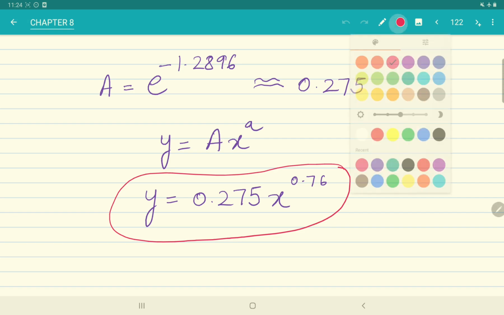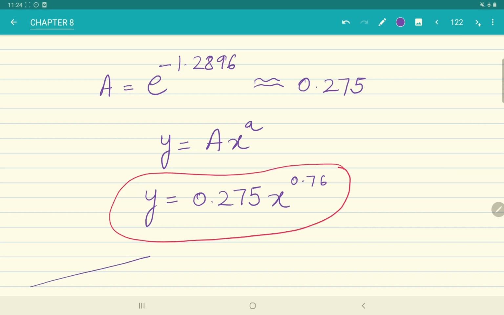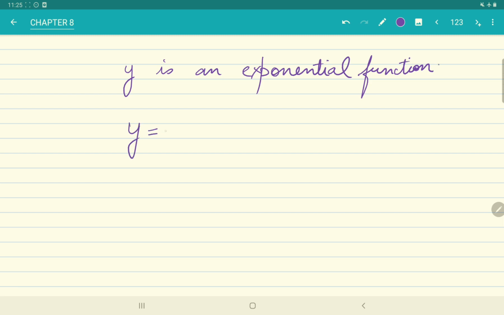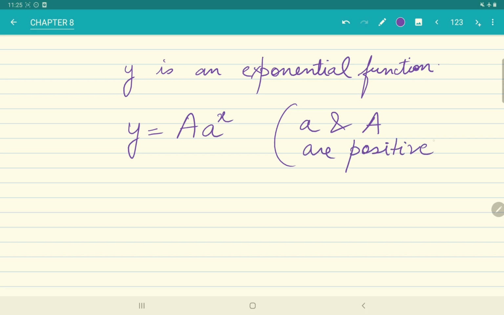And now we take up this. So now let's say y is an exponential function. Please keep this in mind, that this is different from what I just talked about. So when I say y is an exponential function, let us say y is equal to capital A multiplied by little a raised to the power x. Keep in mind the fact that a and capital A are positive. Now this is different from what we earlier considered, that was y is equal to a multiplied by x raised to the power a. So that's not an exponential function.